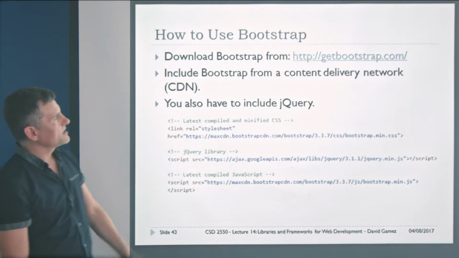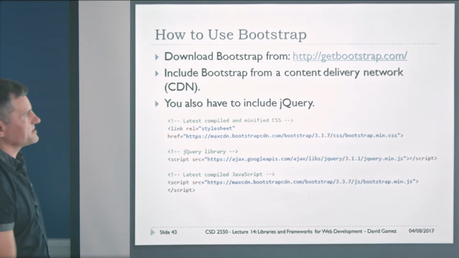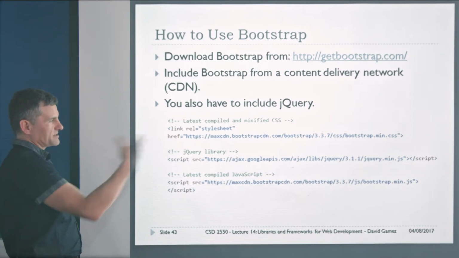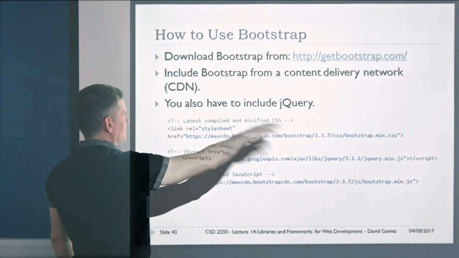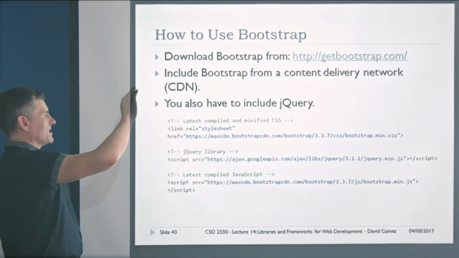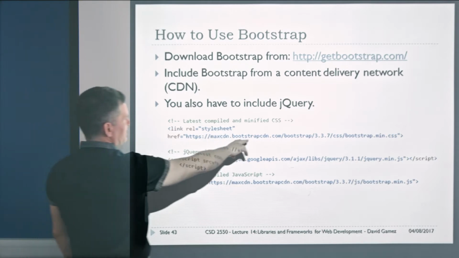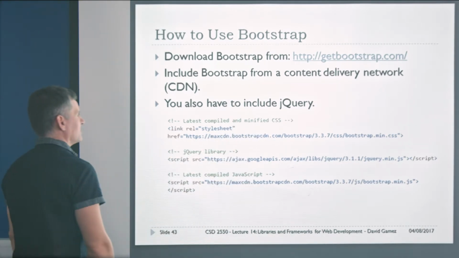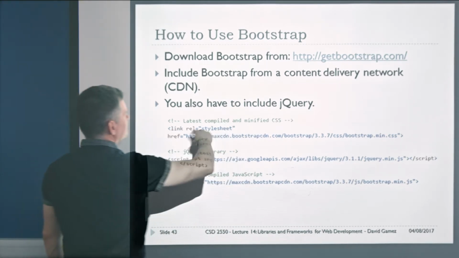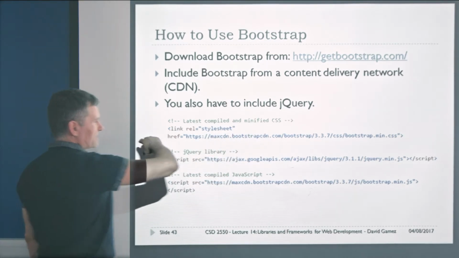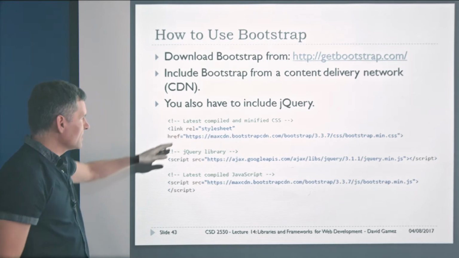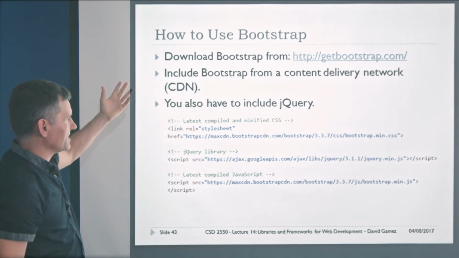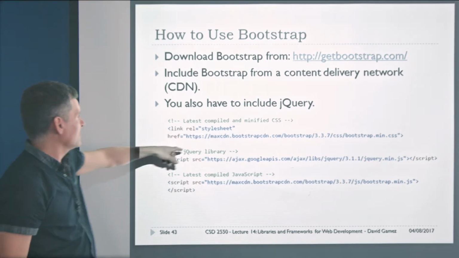So how to use it? Well, you can do the same as with all these libraries. You can download it and then create a link to it on your local system, or you can just use the one that's available on Google or whatever. In this case, it's on MaxCDN for some reason. This is the W3Schools link. But basically, you can download it, or you can create a link to it from another third-party content delivery network.